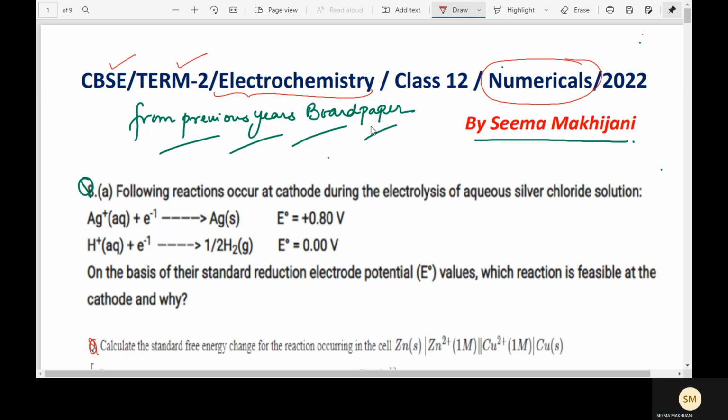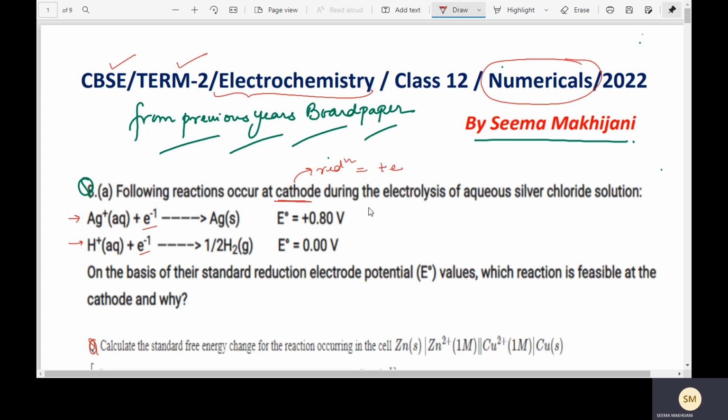So आज की क्लास में हम पिछले साल के बोर्ड पेपर्स के क्वेश्चंस करेंगे. ओके, चलो लेट्स बिगिन. पहला क्वेश्चन, the following reactions occur at the cathode during electrolysis of silver chloride solution. These are two reactions which are happening at the cathode. क्यों कैथोड है? क्योंकि दोनों में इलेक्ट्रॉन गेन हो रहा है और कैथोड पे यू ऑलवेज हैव रिडक्शन, और रिडक्शन का मतलब होता है गेन ऑफ इलेक्ट्रॉन.